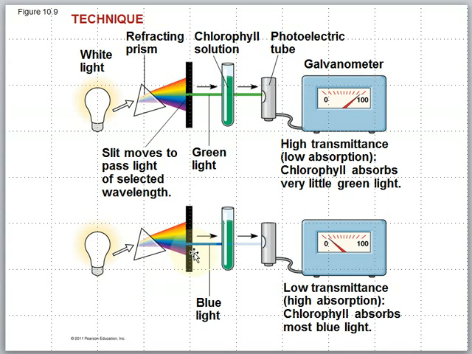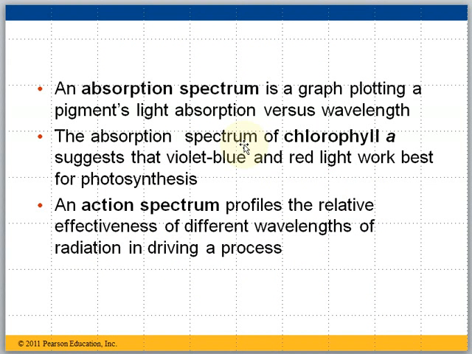Down here, when we move the slit to allow the blue light through, well, a larger amount of the blue light is absorbed by the chlorophyll, so very little gets through, and you can see that shows very low on the dial here as far as amount of light getting through. So using this, we can see, okay, what does chlorophyll absorb and what does it allow to either be reflected or transmitted on through. Using that information, we can make a chart basically called an absorption spectrum. It's kind of like a chart or a graph that shows us the different wavelengths of light and how much is absorbed based on any particular wavelength.